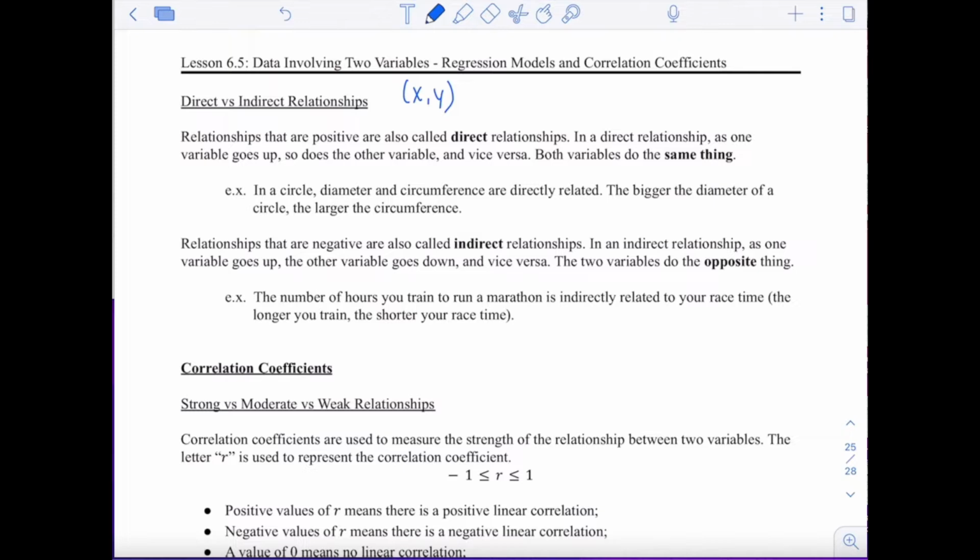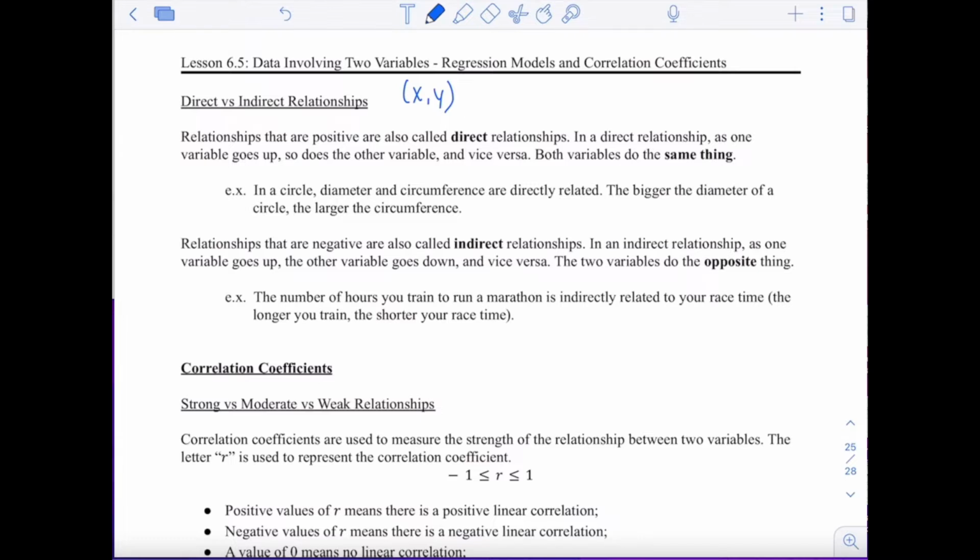Now, in this lesson, we're going to go a bit deeper into correlations, and we're going to look at assigning actual numbers to correlations. So we can use a number as sort of a score to see how well X and Y match up with a line of best fit.